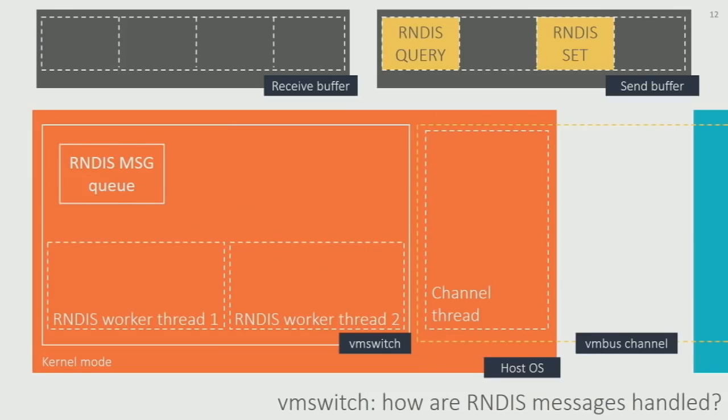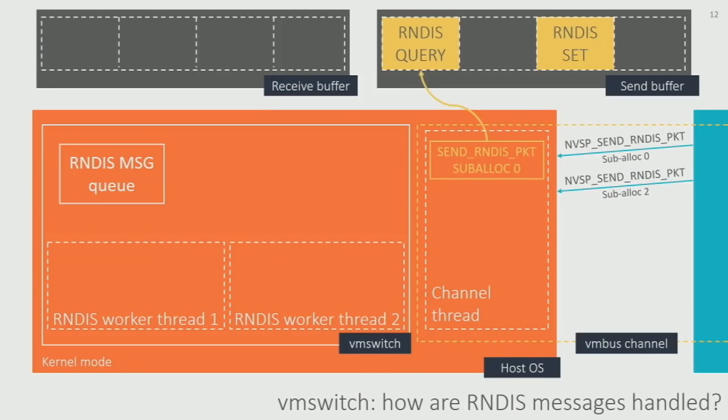So looking more specifically at how the host OS VMSwitch handles those messages, it doesn't just handle them directly, and so we're going to take a look at that. Let's say the guest has sent these two messages through the send buffer. It lets the host OS know through VM bus. The host OS receives them.